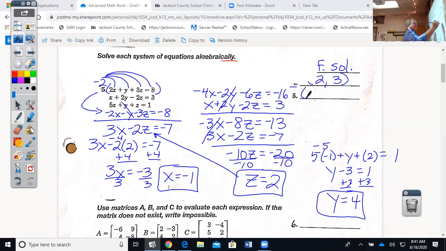And so when you're writing it, make sure you put them in order. X comes first, -1, y comes next, 4, and finally z. -1, 4, 2. Any questions? Everybody's good? Give some of you writing, so I'll give you all a little time.